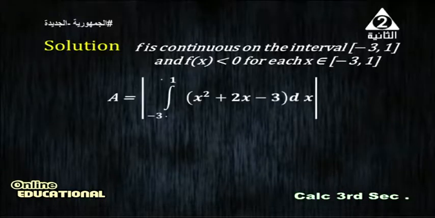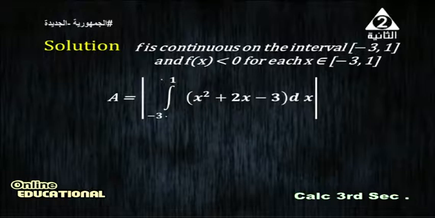Now we have function f of x. This function is continuous on the closed interval [-3, 1], and f of x is smaller than 0, or negative, for each x belonging to the closed interval [-3, 1]. Then the area equals the absolute value of the definite integral of x² + 2x - 3 dx from -3 to 1.